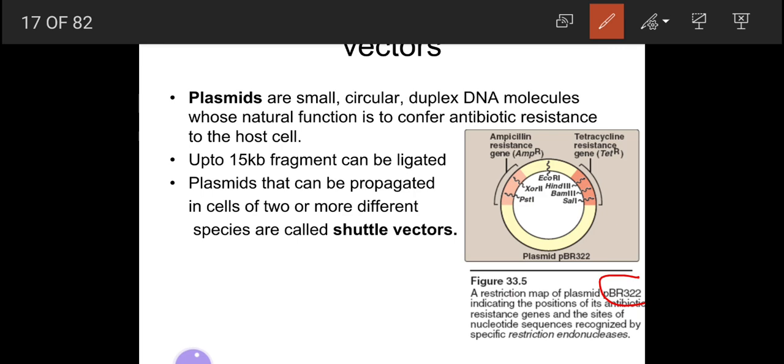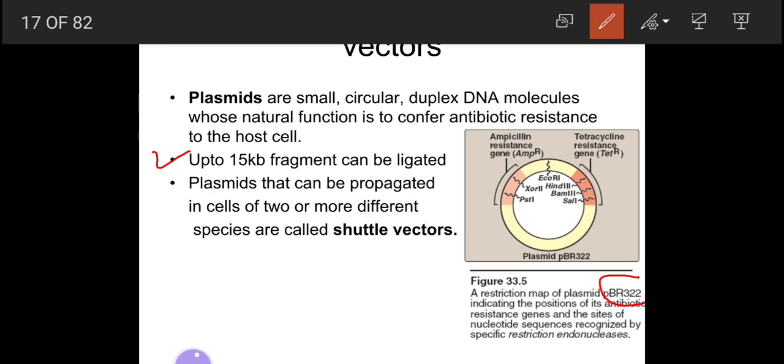Prokaryotic organisms also contain a large circular chromosome, but these plasmids are in addition to that DNA. Up to 15 kb of a fragment can be ligated, like 15 kb of the DNA, our gene of interest, can be ligated.